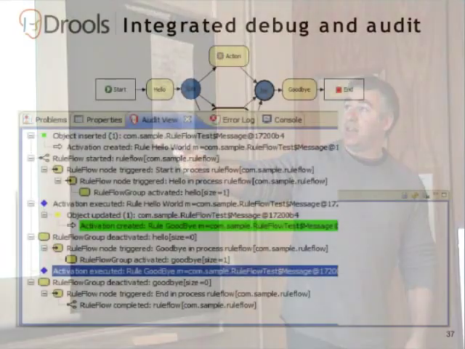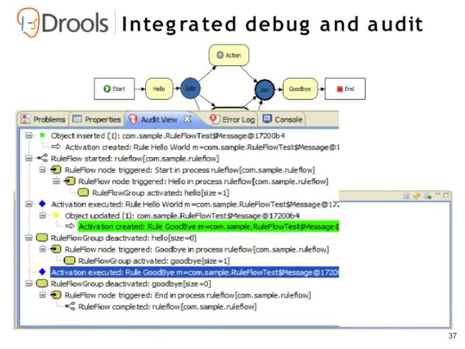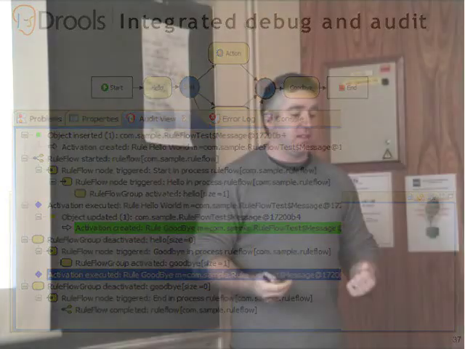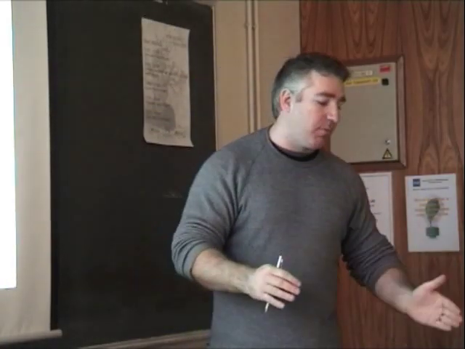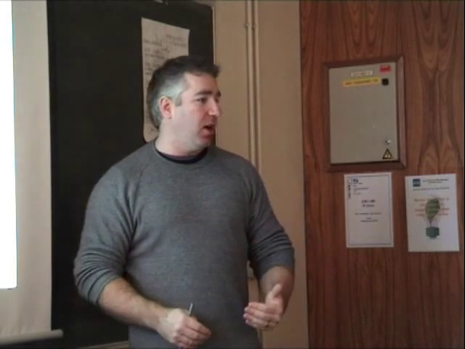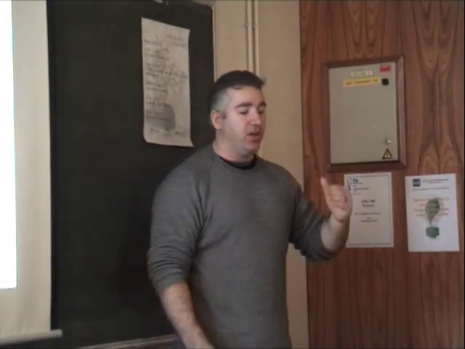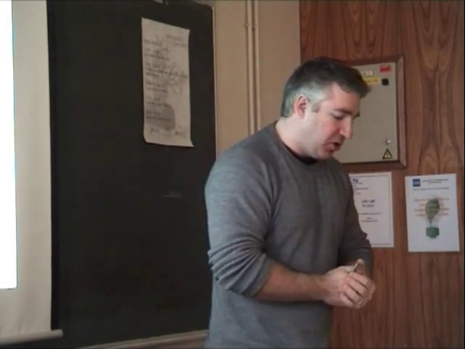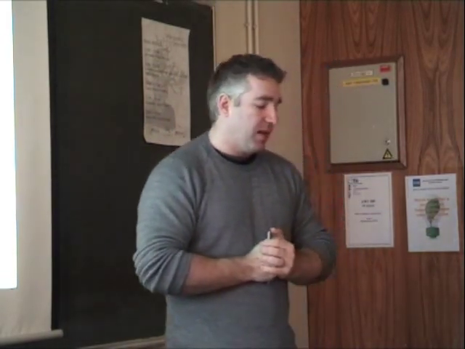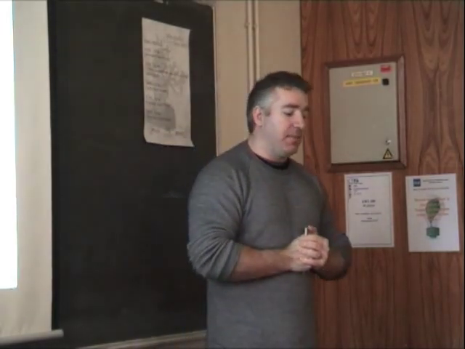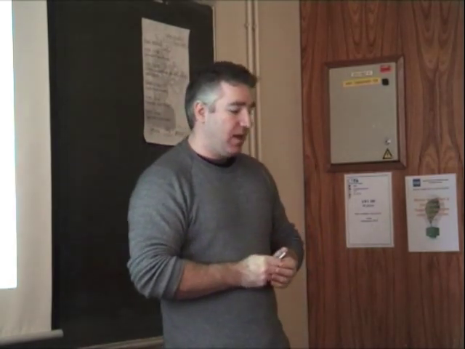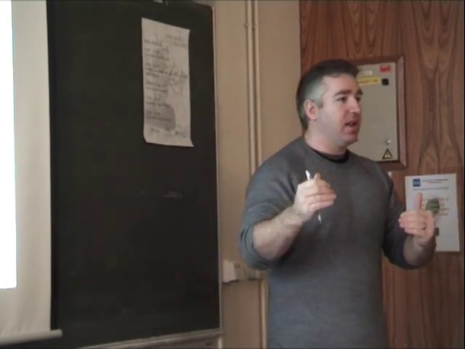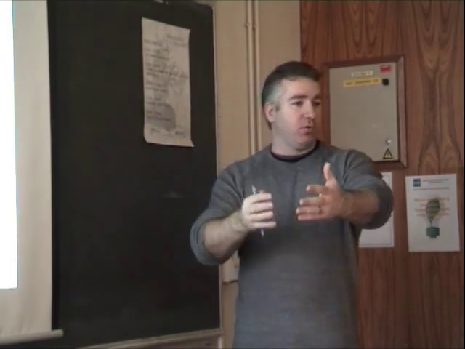We have fully integrated debugging and auditing. What that means is that when the rules, when the processes are executing, we capture all the events in the system. Everything in our system emits events. When you start a process, when you enter a node, when you exit a node, when you insert data into the working memory, when you fire a rule, it all emits events. If you were to collect all these events, you can create a correlated log of causality. Causality means what caused something to happen. If I have this rule that does something, and it causes this process to start, and this process is executing, it causes these rules to fire.